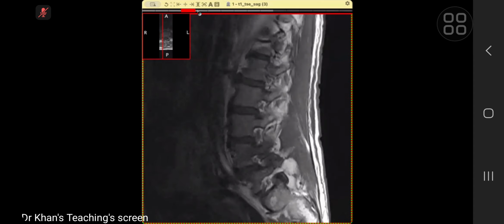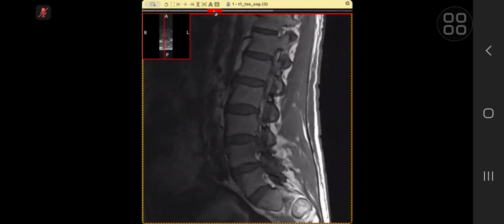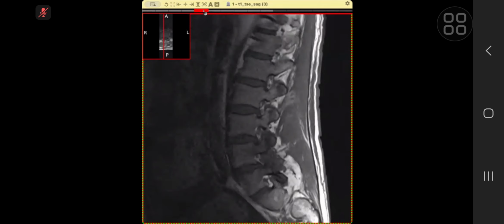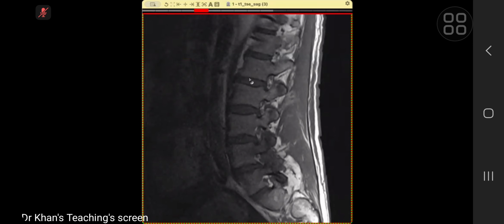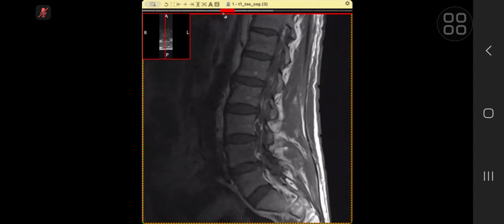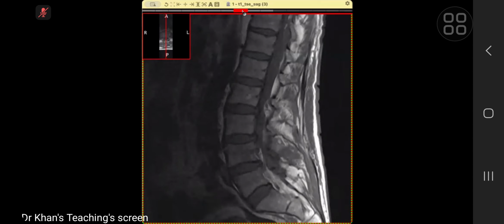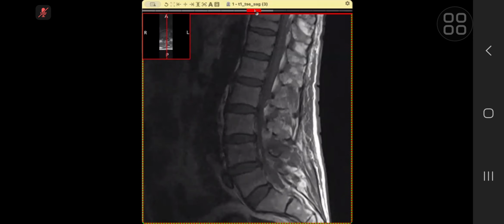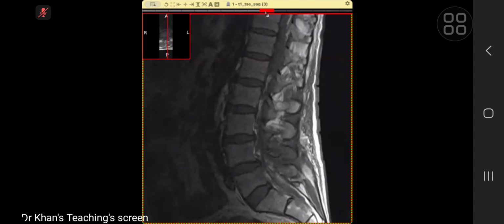I'm scrolling through the images. There's an abnormal signal intensity mass noted at the region of the pars interarticularis at the level of the L5 vertebral body. It is hypointense on T1. It is also involving the posterior element and the paraspinal muscle.